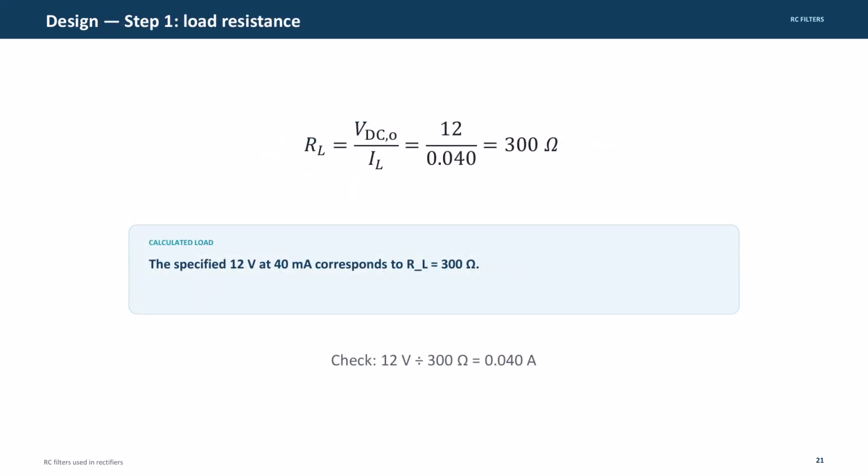Convert the output requirement into an equivalent load resistance. Dividing 12 volts by 40 mA gives 300 ohms. This resistance becomes the load value used in both the DC voltage divider calculation and the loaded ripple expression. A quick reverse check confirms that 12 volts across 300 ohms gives 0.040 ampere. Establishing the load resistance first keeps the later design equations consistent with the specified operating point.